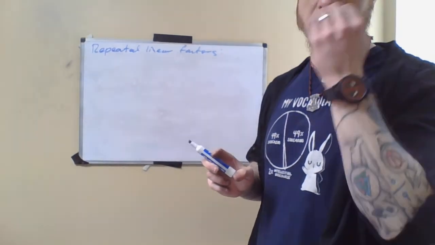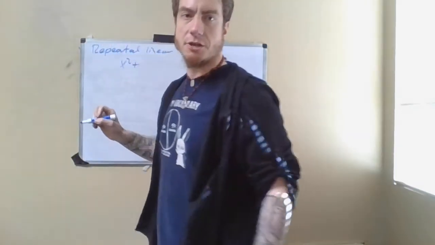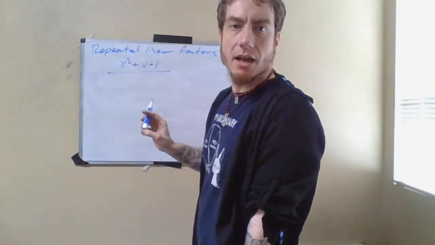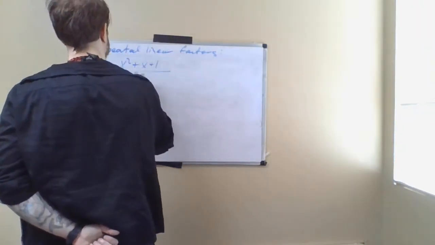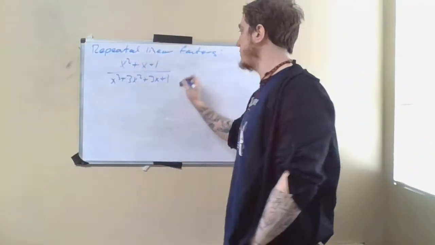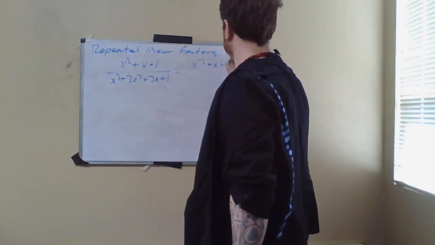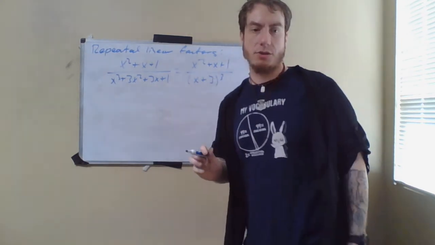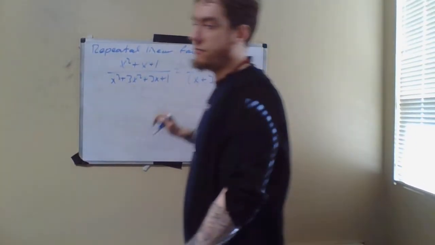Okay, so I think the easiest way to explain this is with an example. Let's suppose that I have x squared plus x plus 1 divided by, let's say, x cubed plus 3x squared plus 3x plus 1. Now, the nice thing here is that this denominator is fairly straightforward to factor. This is going to become x squared plus x plus 1 over, in the denominator, x plus 3 cubed. So there we go. But the problem here is that this is a repeated linear factor.